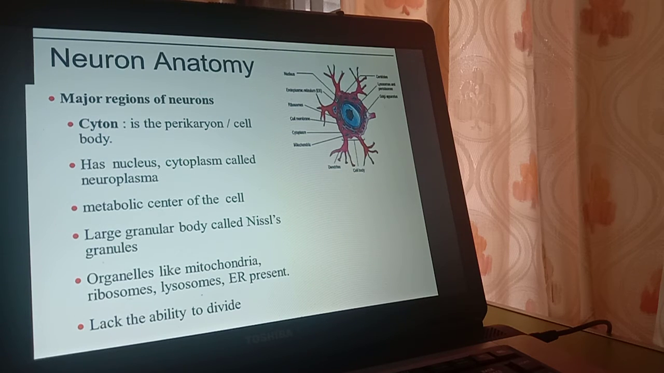Yes. So in detail we'll see about the neuron, the major regions of the neuron. First you have the cyton or the cell body. We can call it the perikaryon. Now this has a nucleus. Yes, they have cytoplasm. The cytoplasm, since it's present in this, we call it the neuroplasm. Then this is the metabolic center of the cell. Then there are large granular bodies called the Nissl granules present, and organelles like mitochondria, ribosomes, lysosomes, endoplasmic reticulum, etc. are present. But this lacks the ability to divide.